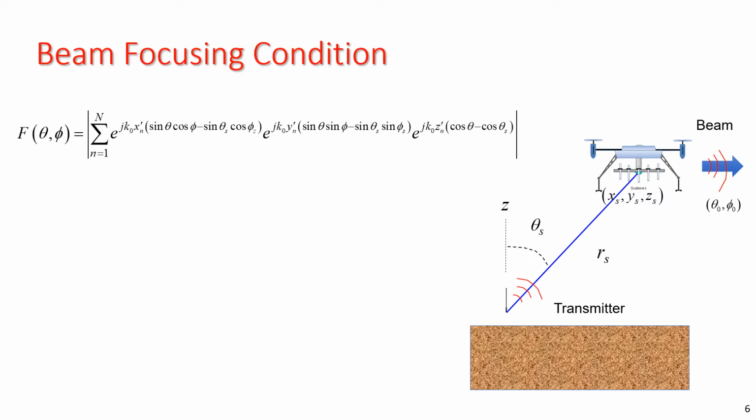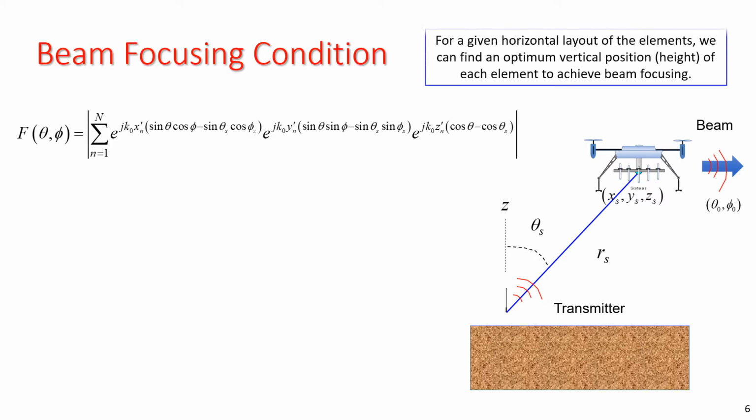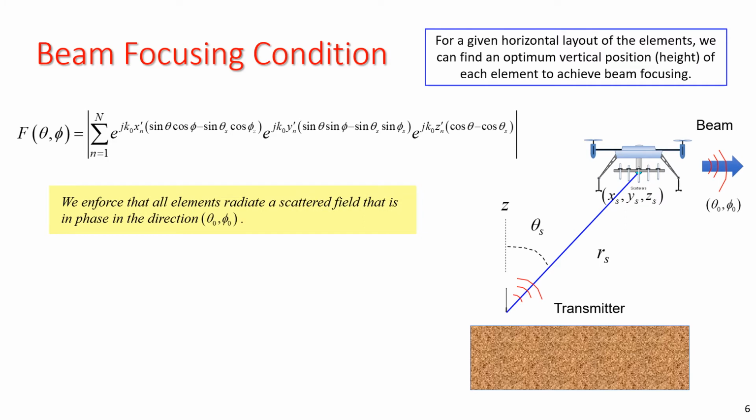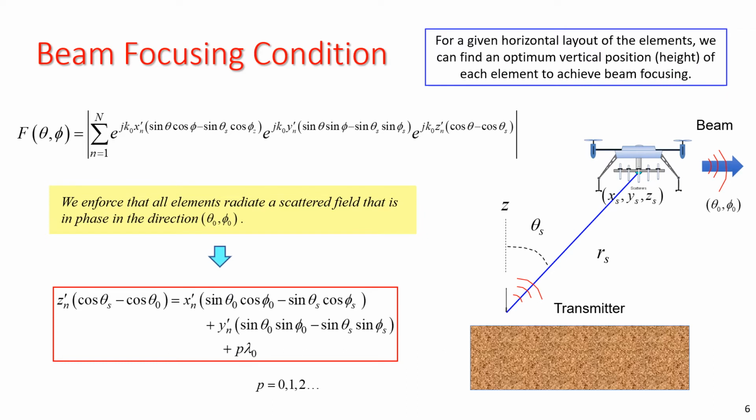Our foremost goal is to achieve a beam focused in an a priori chosen direction. For a given horizontal layout of the elements, we can find the vertical position or height of each element to achieve beam focusing. One way to do so is to enforce that all elements radiate a scattered field that is in phase in a given or chosen direction. This gives us the following beam focusing condition.